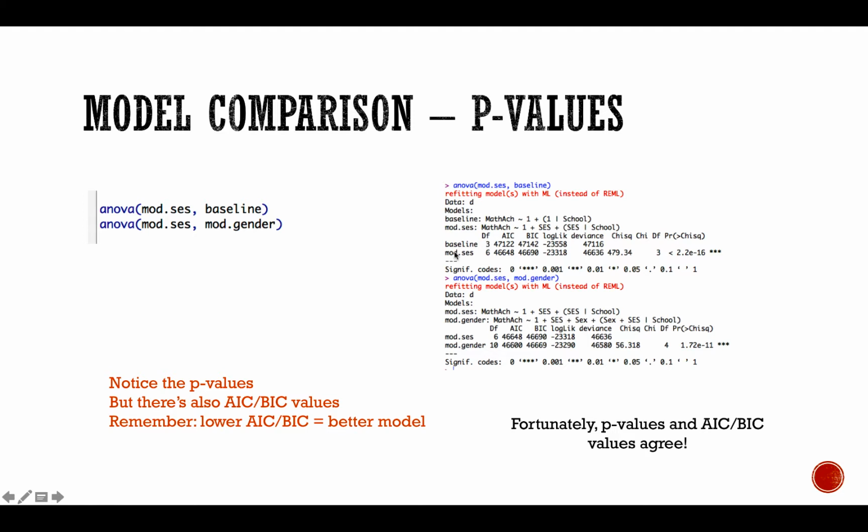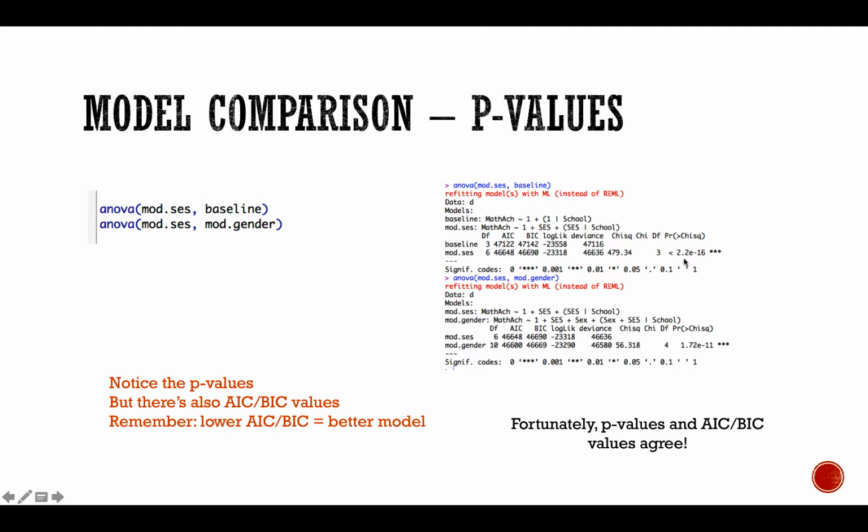It spends 3 degrees of freedom. With the socioeconomic status model, it spends 6 degrees of freedom with an AIC of 46,646. We don't really know what these mean, and they vary from model to model, but remember that smaller values are better. So both the AIC and the BIC favor the socioeconomic status model. So even though we're making the model more complex, it is worth it because it is improving our fit enough.